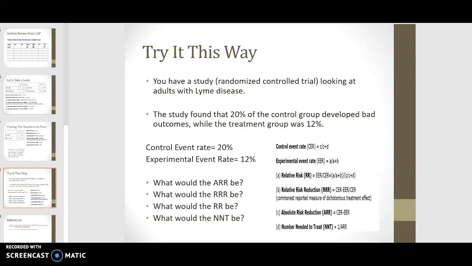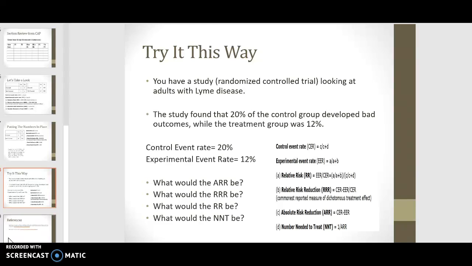From there, because that information is provided, you're able to calculate your relative risk, your relative risk reduction, and your absolute risk reduction. So let's start with the absolute risk reduction, which we know is also the risk difference. If we take the 20% and the 12%, looking at the formula, absolute risk reduction is control event rate minus experimental event rate. So that's 20 minus 12. That would give us 8%. That means that if 100 adults were treated, 8 would be prevented from developing bad outcomes.